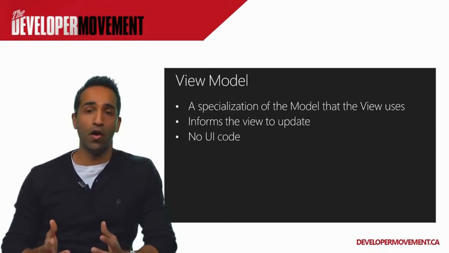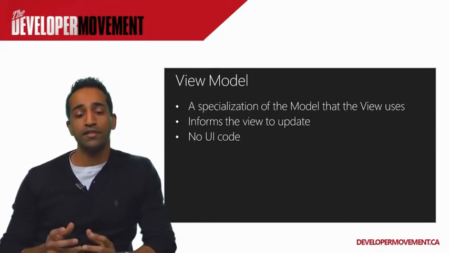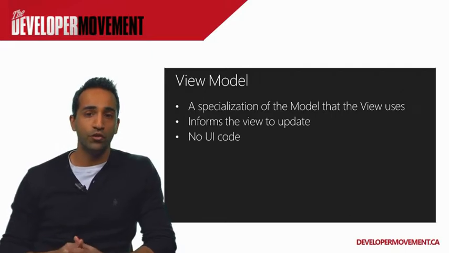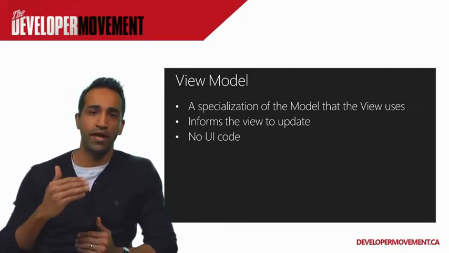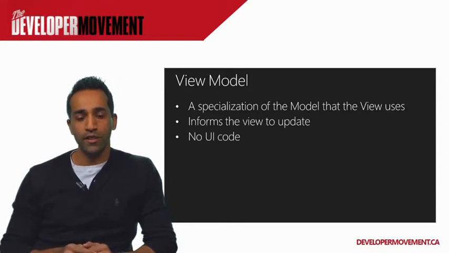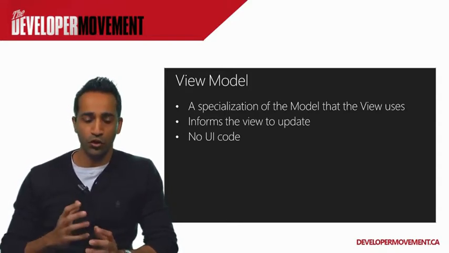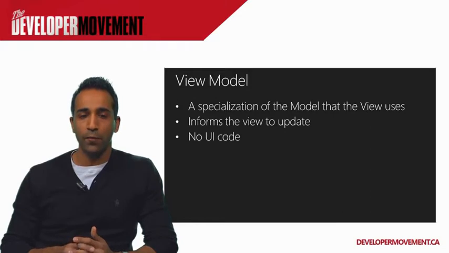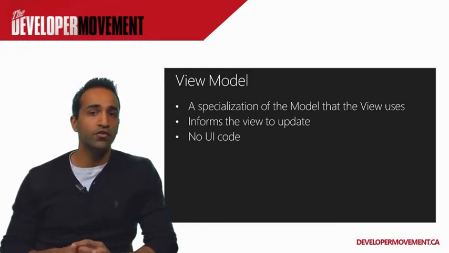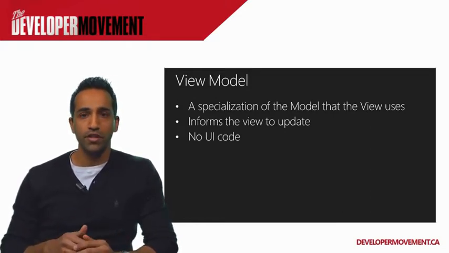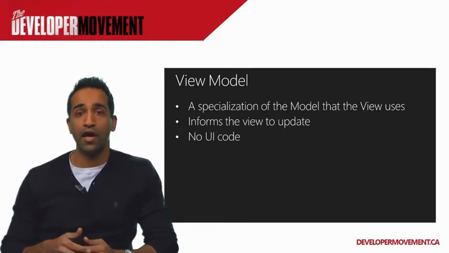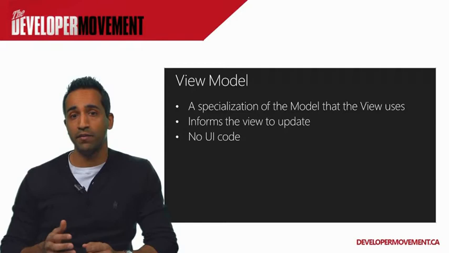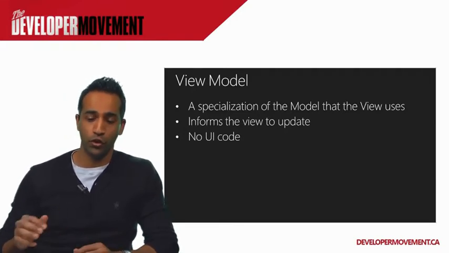So next up, we have a view model. And the view model is a specialization of the model that the view uses. So you can think of it as the glue in between the model and the view. So when I say specialization, what do I mean by that? Well, I'll show you in the code in a second. But the important part of the view model is that it contains no UI code. It's just the plumbing in between the model and the view. It really informs the view how to update. And it's using that data binding magic that I won't get into too much, but I'll show you a little bit of the code.